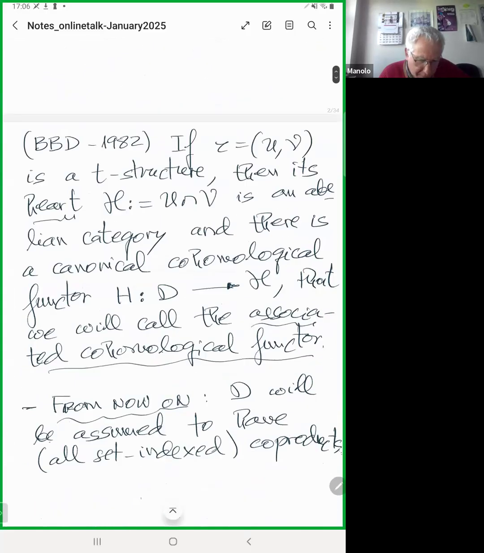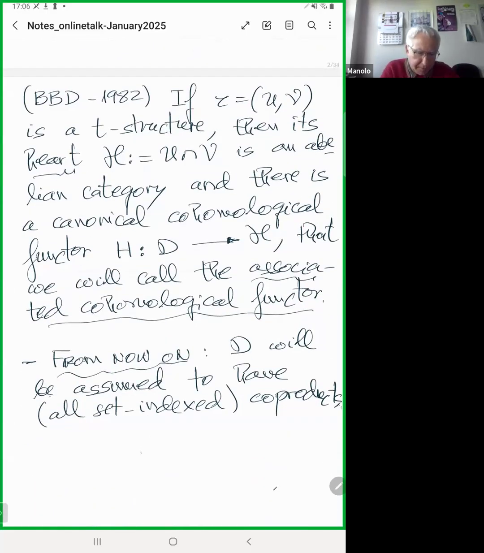It is a known fact from the start of this theory, due to Beilinson, Bernstein, and Deligne, that if tau is a t-structure, then its heart, which is the intersection of these two classes, is an abelian category, and there is a canonical cohomological functor H from the triangulated category to the heart. This will be called the cohomological functor associated to the t-structure. From now on in this talk, D will be a triangulated category with arbitrary set-indexed coproducts.